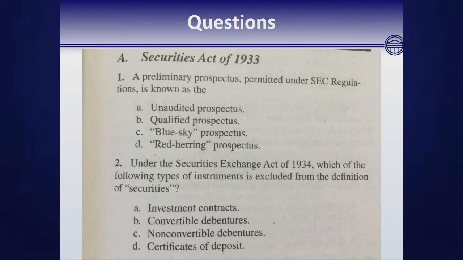Question 2, under the Securities Exchange Act of 1934, which of the following types of instruments is excluded from the definition of a security? And the answer here is a certificate of deposit. Certificate of deposit, as you may recall from commercial paper, is a special type of commercial paper that's issued by a bank.